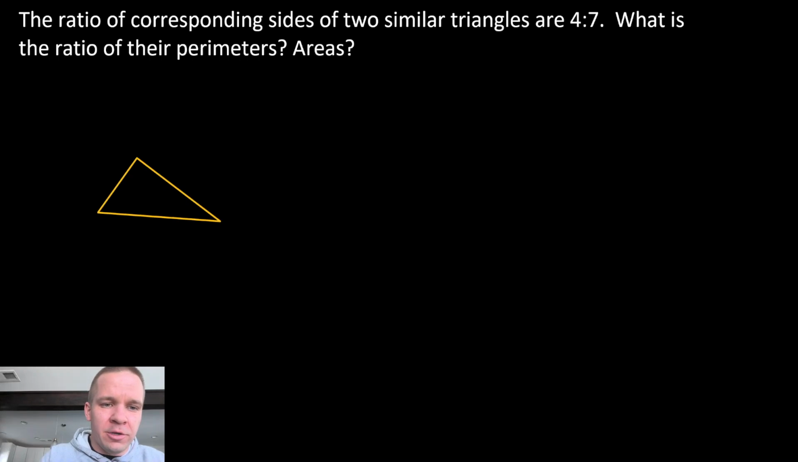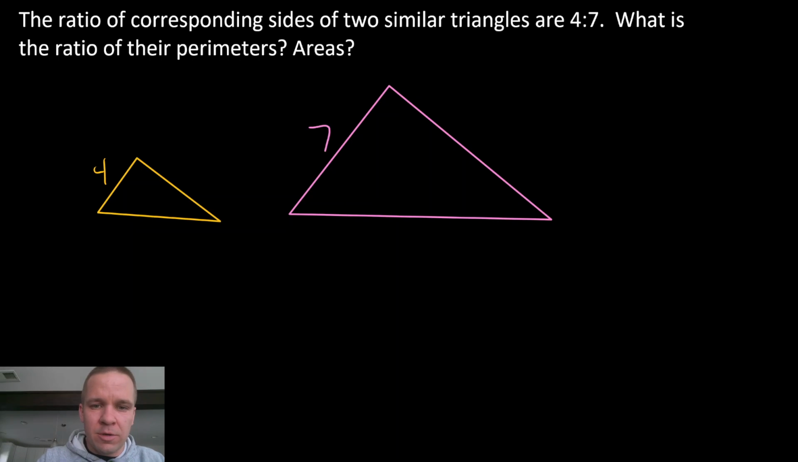So I would have a little triangle there. We'll call this a 4. And then I'm going to go with the bigger one being my 7 here. So we'll call that guy 7. So for my perimeters here, how do I find perimeter? I find perimeter by adding up all my sides.